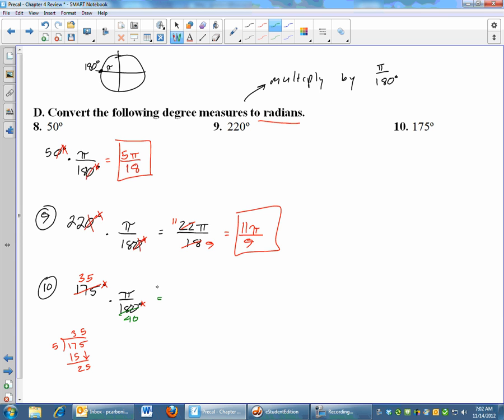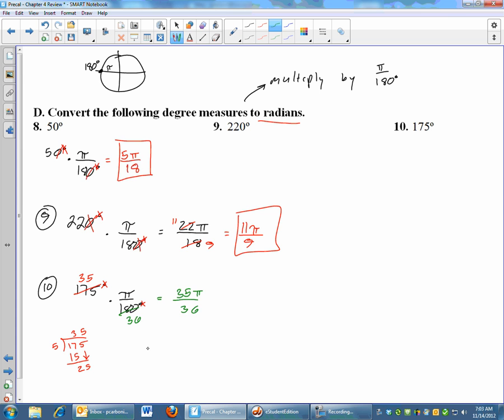So we're left with, did I do that right? 35 pi over 40, which reduces, again, 5 goes into each of those. 5 goes into 35 7 times. 5 goes into 40 8 times. No, 5 doesn't go into 180 40 times. I knew that didn't look right. I'm stupid. 5 goes into 180 36 times. My bad. And so we're down to 35 pi over 36.